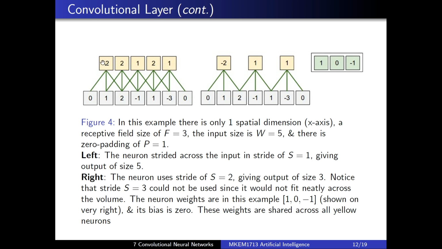So how do I get minus 2? 0, 1, 2 dot product with 1, 0, minus 1, we would get minus 2. How do I get 1? 2 multiply 1 plus minus 1 multiply 0 plus 1 multiply minus 1, I will get 1, and so on. This is what we call dot product. Of course, in this example, the bias is 0, or else you have to add the bias value.